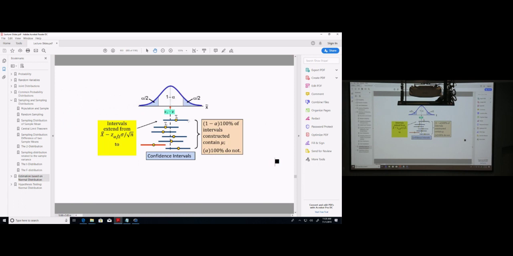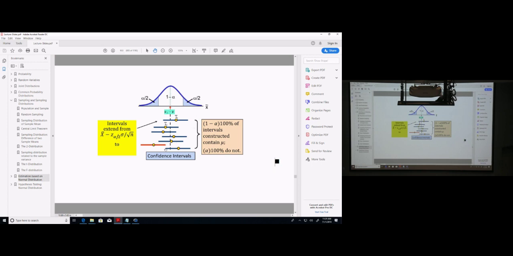In these illustrations, I have 1, 2, 3, 4, 5, 6, 7 intervals. Imagine you actually might have 10,000 of them. If you have 10,000 of them, and you want a 95% confidence interval, then I would expect 5% of 10,000, which is 50. So of the 10,000 intervals I constructed, 50 of them will not contain the unknown parameter, but I can't pinpoint which ones.